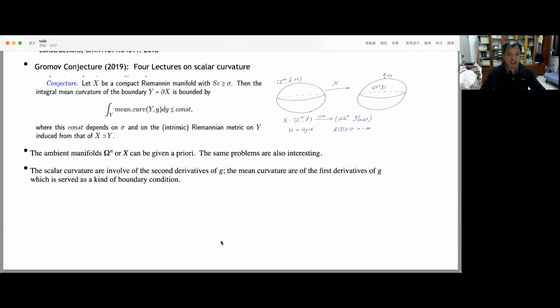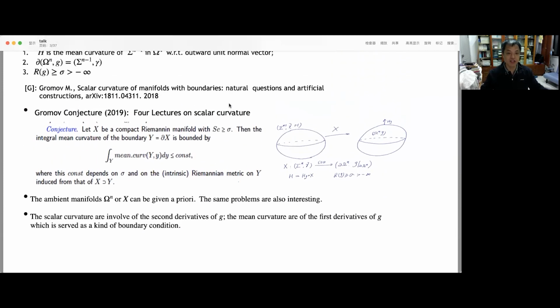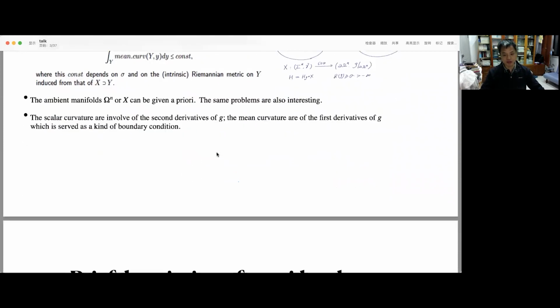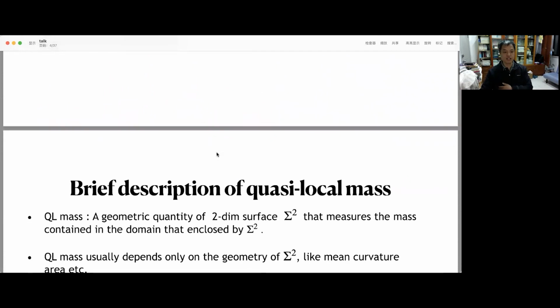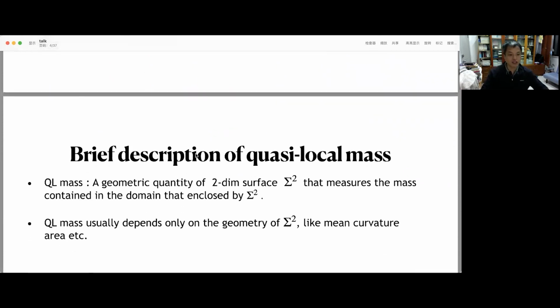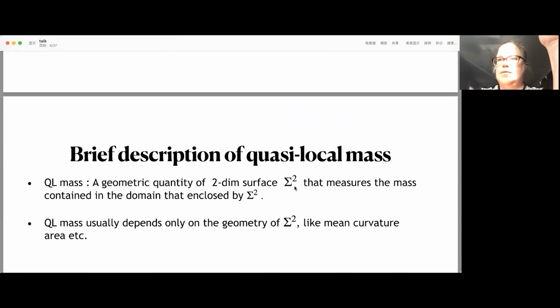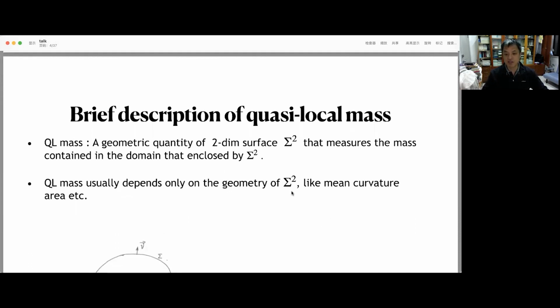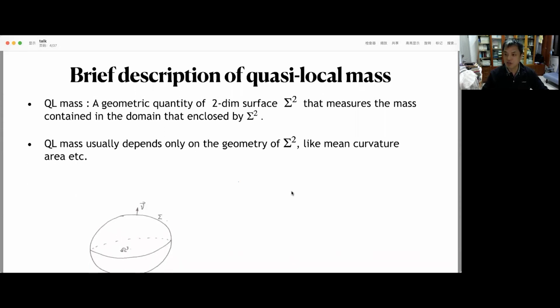Now, we will see later that those two problems have a relation with quasi-local mass. So let me give a very brief description of what quasi-local mass is. Roughly speaking, quasi-local mass is a geometric quantity of a two-dimensional surface Sigma, and it measures how much energy or how much mass is contained in the domain enclosed by this Sigma. The quasi-local mass usually depends on the geometry of Sigma, like mean curvature, area, etc. Now, let me show you examples.